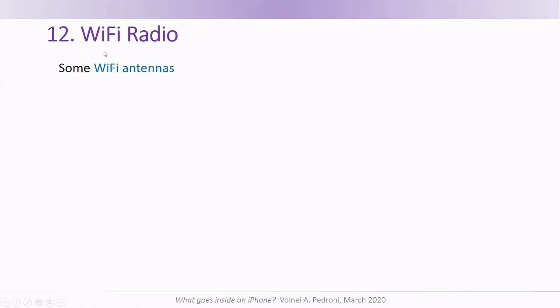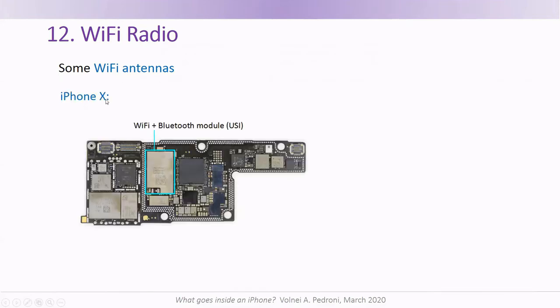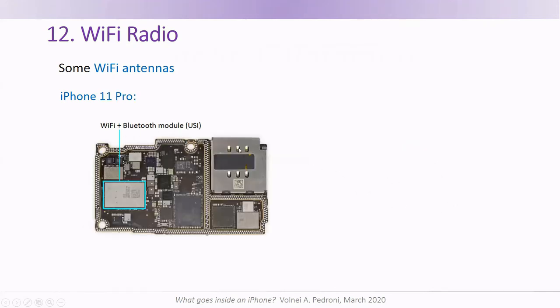We close the part on Wi-Fi radio by showing some Wi-Fi antennas. First, for the iPhone 10, here is the module that we saw before for Wi-Fi plus Bluetooth, and here are the antennas, very small. Next is for iPhone 11 Pro. Here's the module, again for Wi-Fi plus Bluetooth, and here are the antennas.